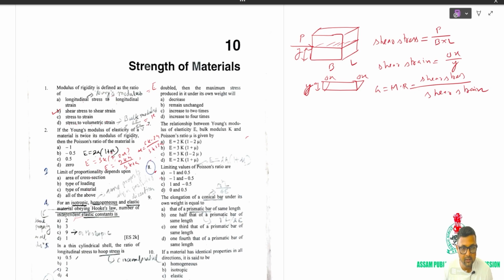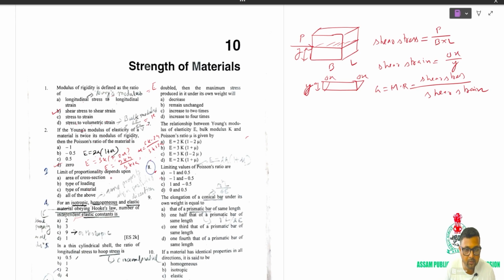Now what are they asking? They have given the Young's modulus E, then the G value is given, modulus of rigidity, then you have to find the mu. We solve this question through this formula, we get the value of mu equal to 0. So this is the correct answer.